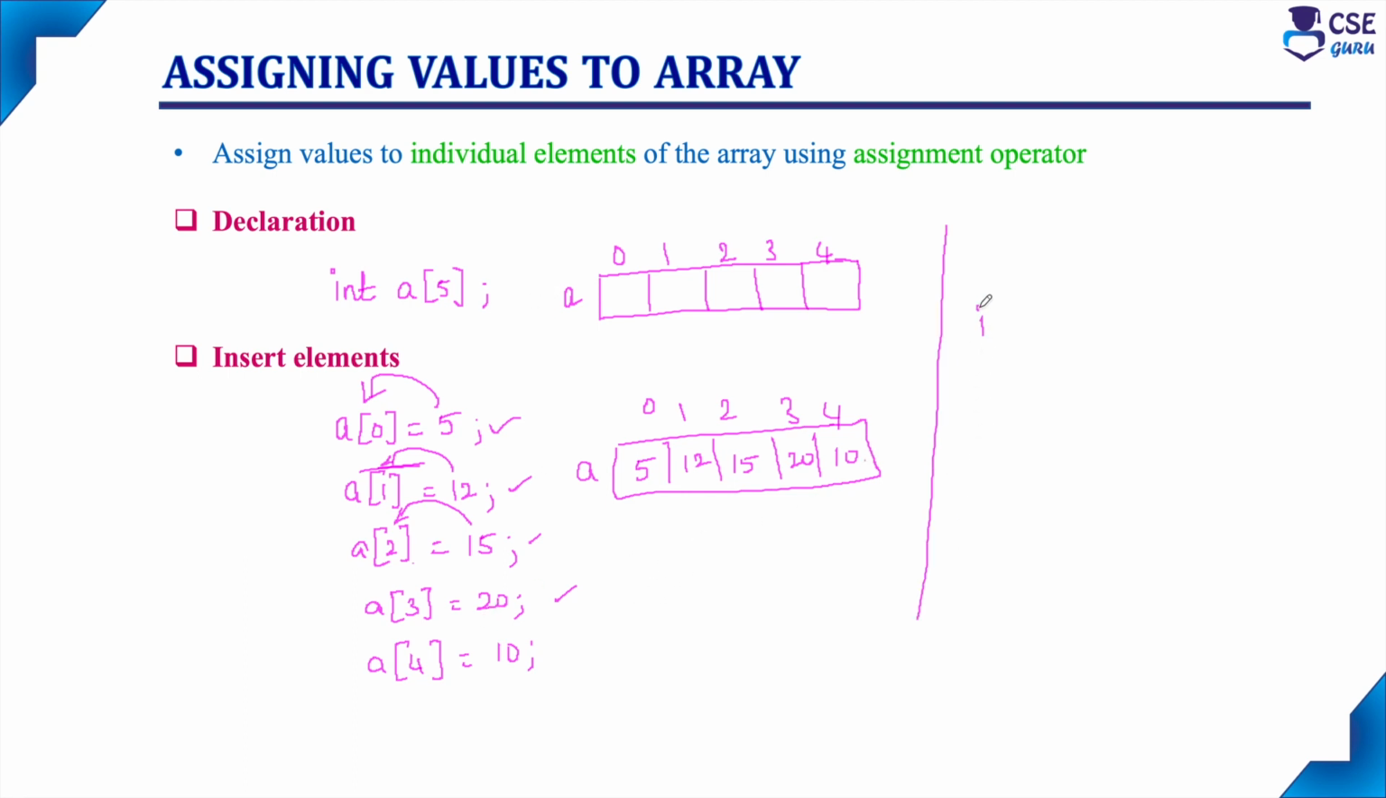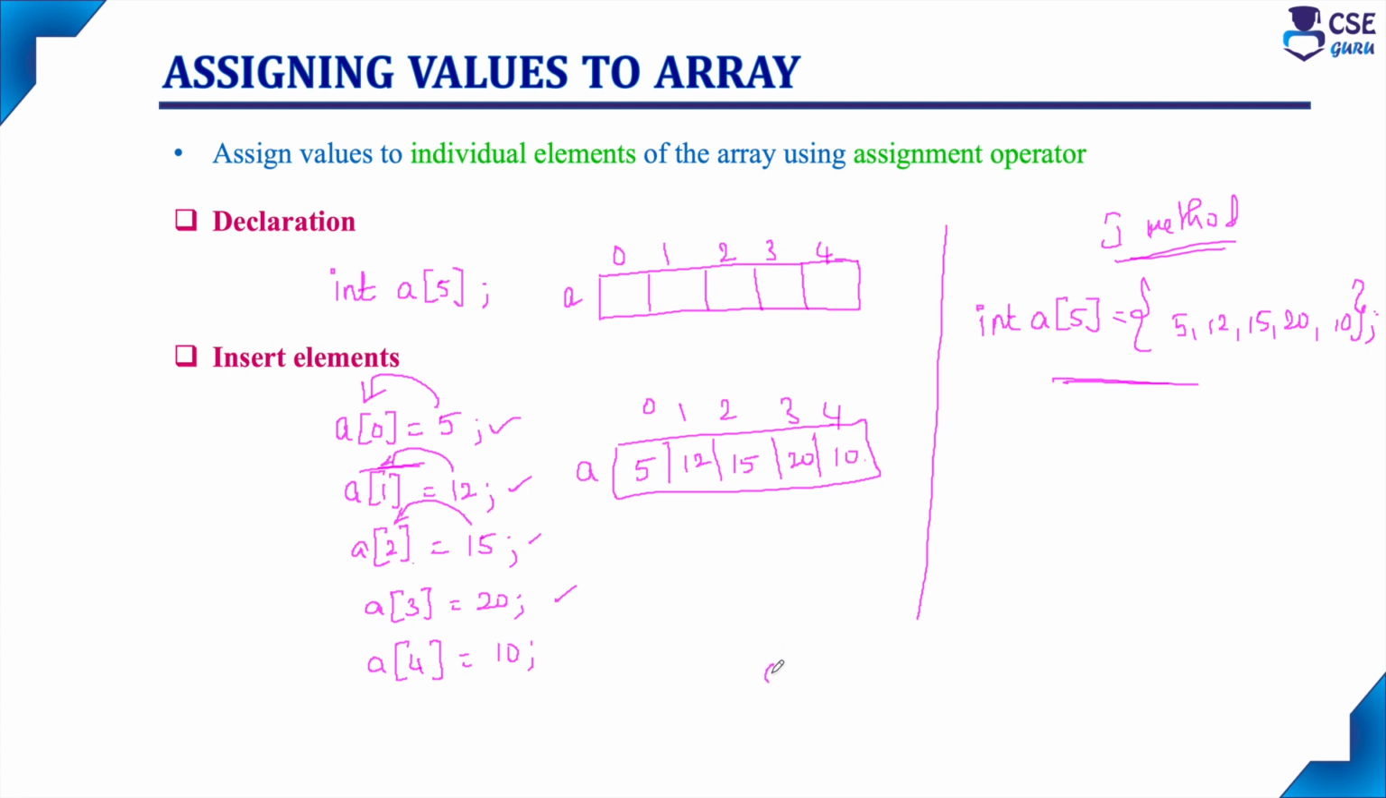What is the previous method? int a of 5, and directly we assign the values within curly brackets: 5, 12, 15, 20 and 10. This is array initialization along with declaration. This is the first method. In the second method, the declaration is separate. Next, we need to insert the array elements. Individual elements we need to insert.